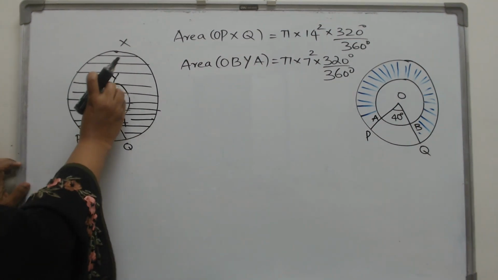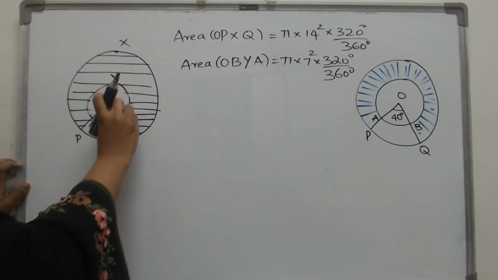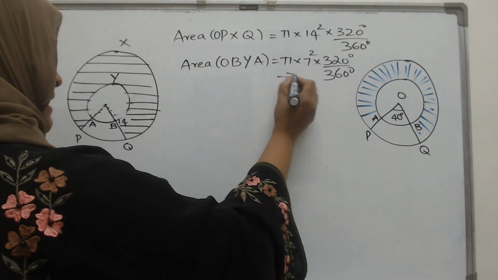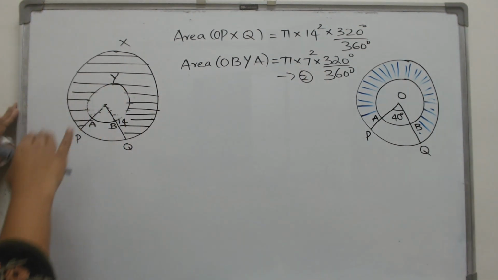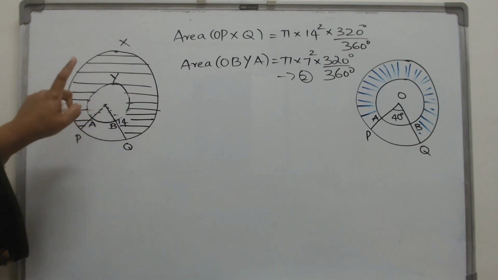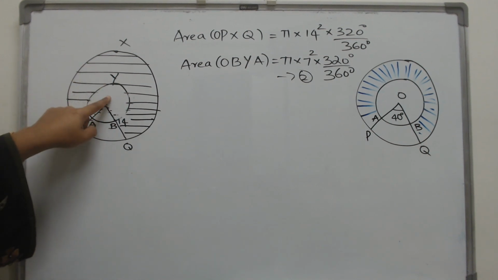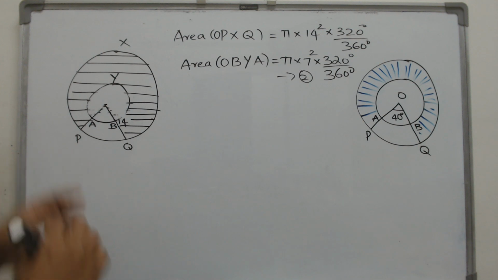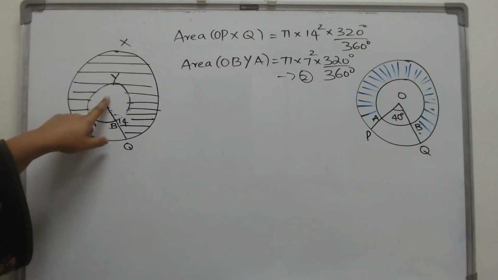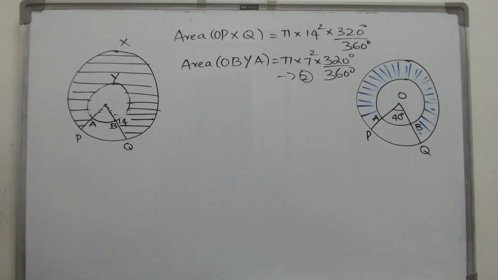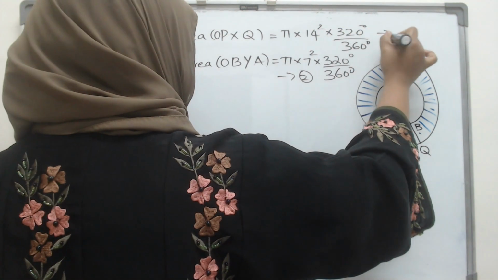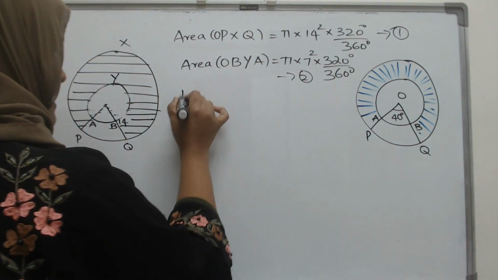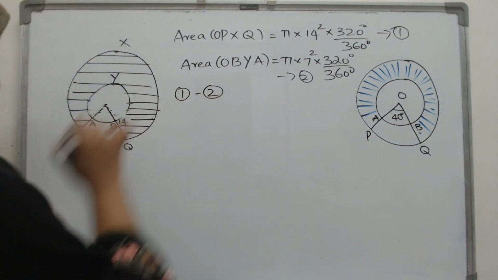So what if we remove this part? The area which is given by this second equation, if we remove it, what is this actually? It is the major sector of this smaller circle. When you remove it, what do you see? This is exactly what we wanted. So how are we going to get the answer? If we take this as 1 and this as 2, all we have to do is 1 minus 2.